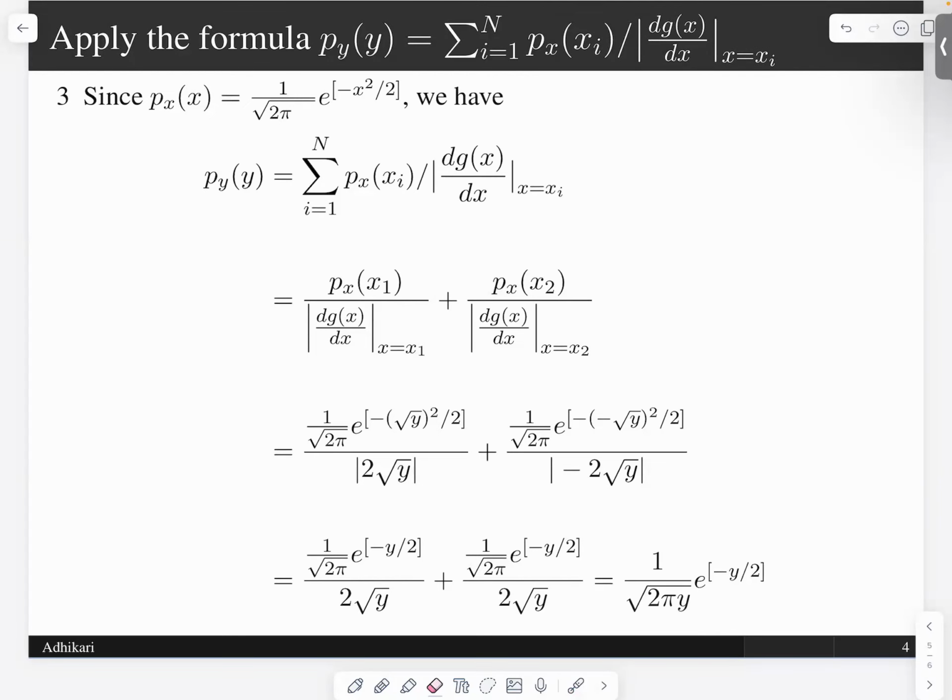And this is the PDF of a random variable that has chi-squared distribution with 1 degree of freedom. This is a central chi-square distribution.